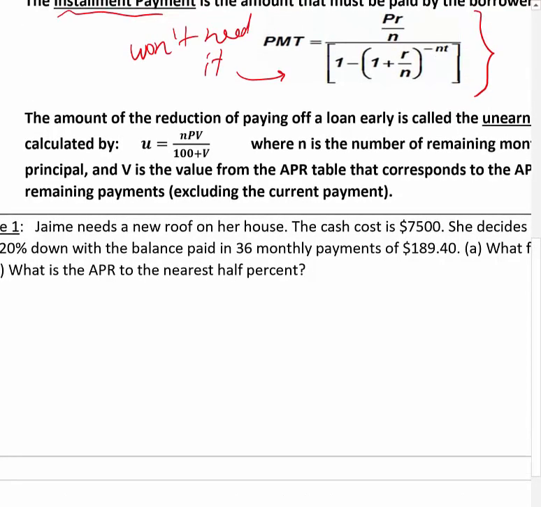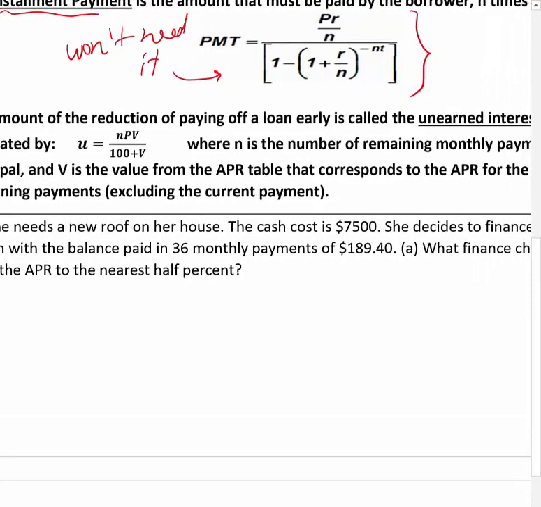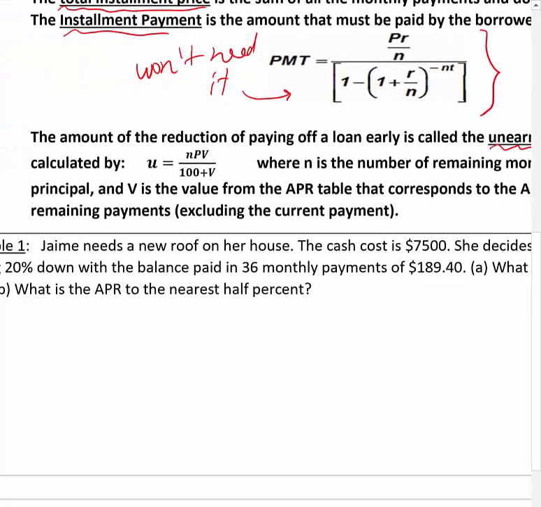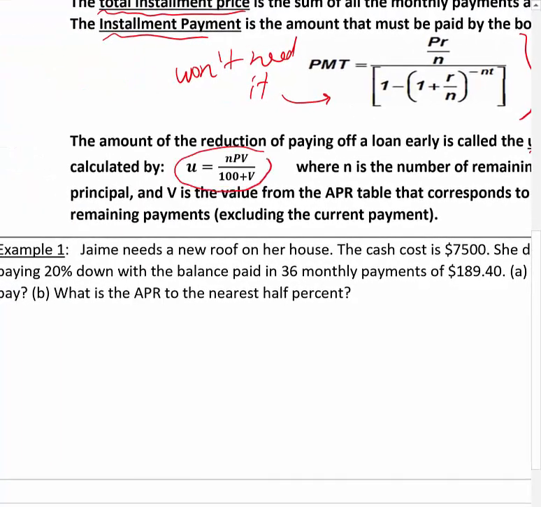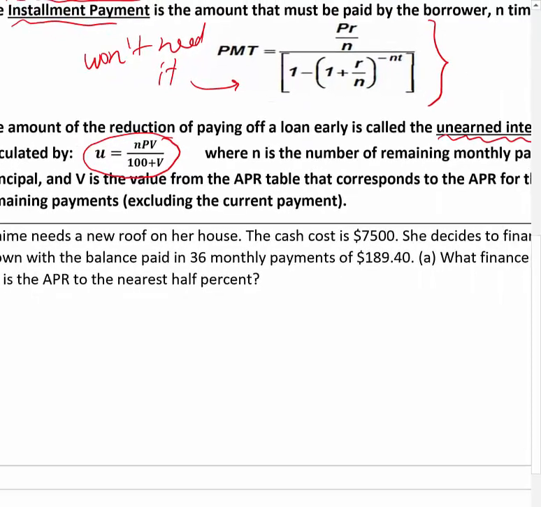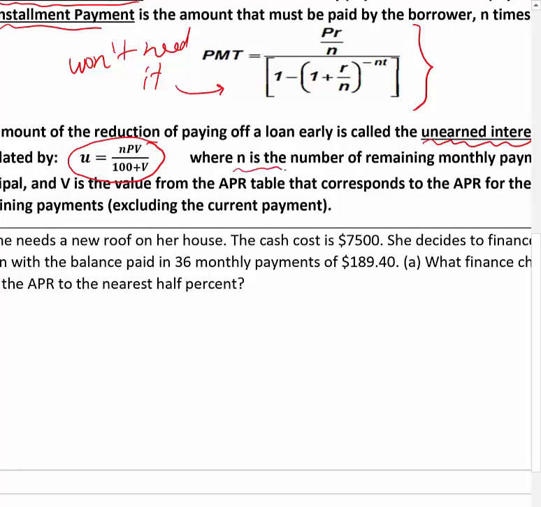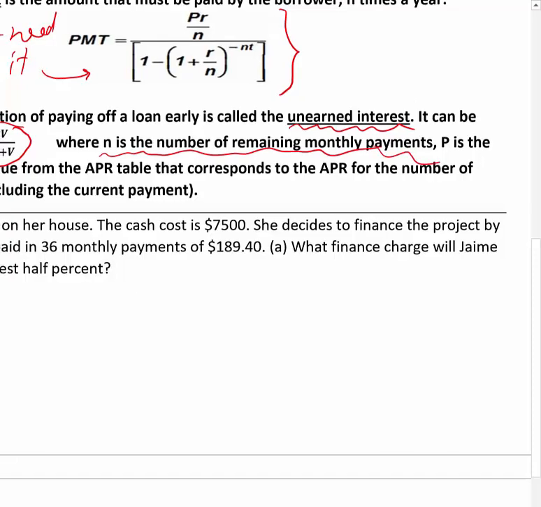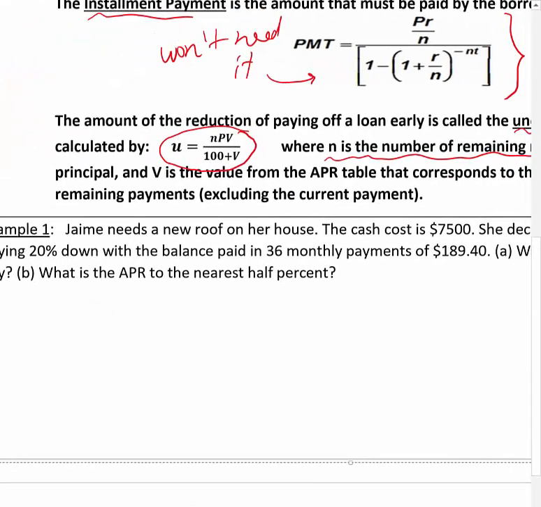So the very last formula down here, the amount of the reduction of payment, which we call the unearned interest. Imagine you had a loan and you're supposed to pay it off in 24 months, but you paid it off early. Then you'd wonder, paying it off early, how much interest did I save? Well, then you'd use this formula, where U stands for the unearned interest, the thing you're looking for, N is the number of remaining monthly payments. So, when you paid it off, how many payments did you have left? P is the principal. So how much did you owe?